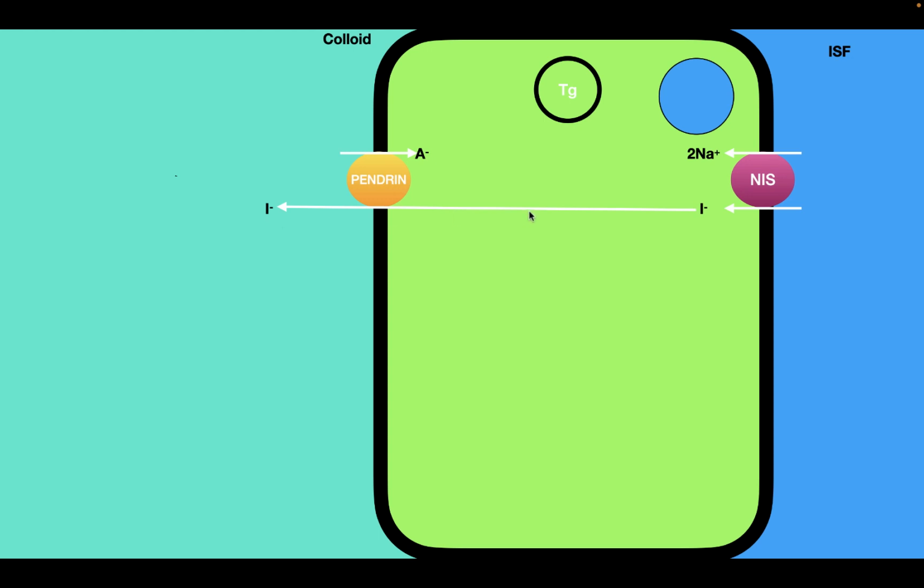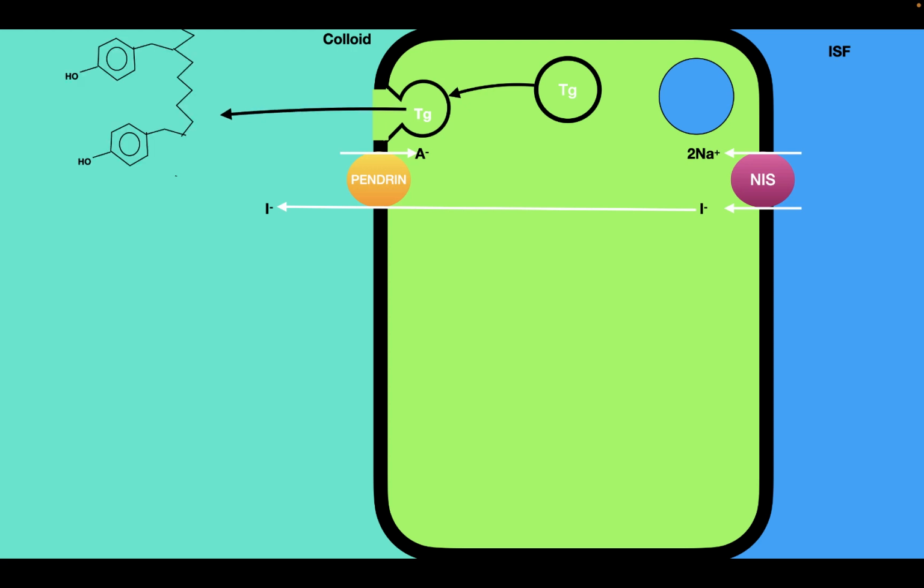So also in the cell, we have thyroglobulin. Thyroglobulin is the precursor protein that is used to make T3 and T4, which are the thyroid hormones. Thyroglobulin is going to be synthesized by the cell's secretory pathway, and thyroglobulin is going to be packaged in vesicles. These vesicles will fuse with the apical membrane, which will allow thyroglobulin to enter into the colloid.